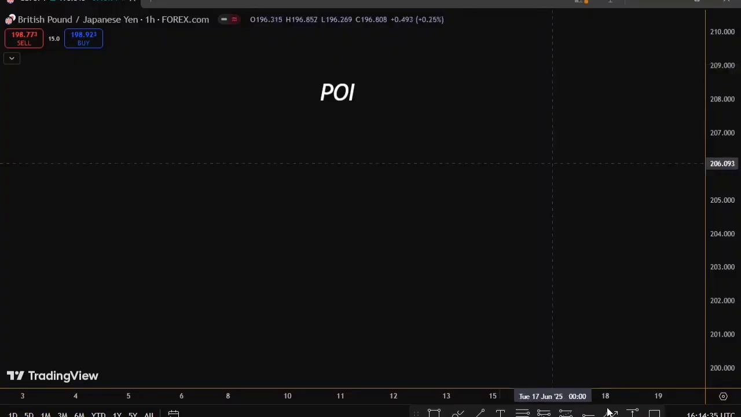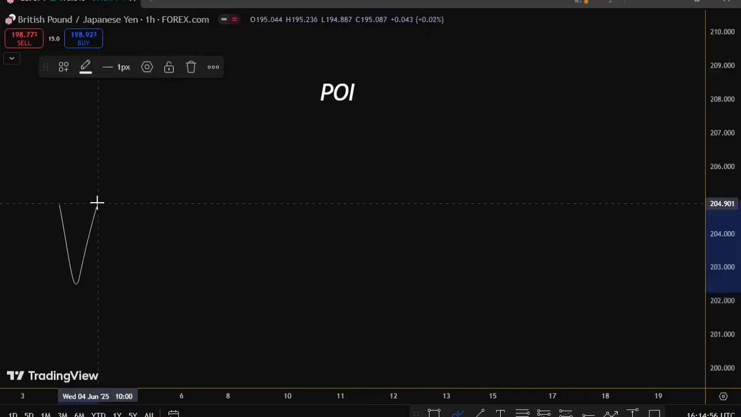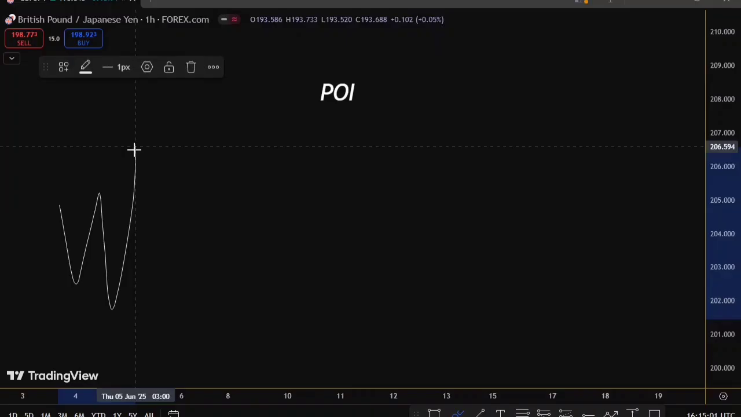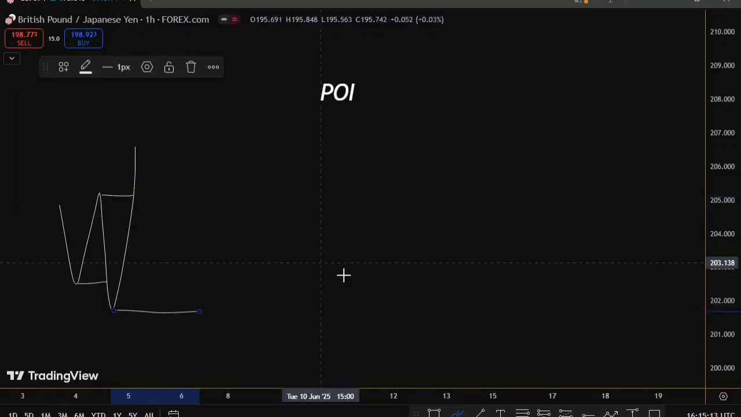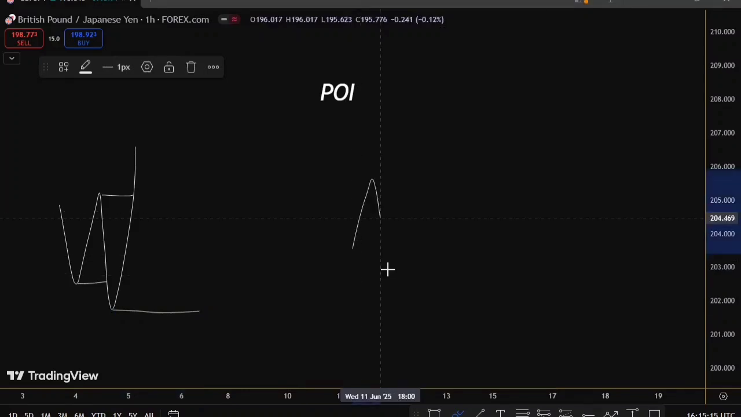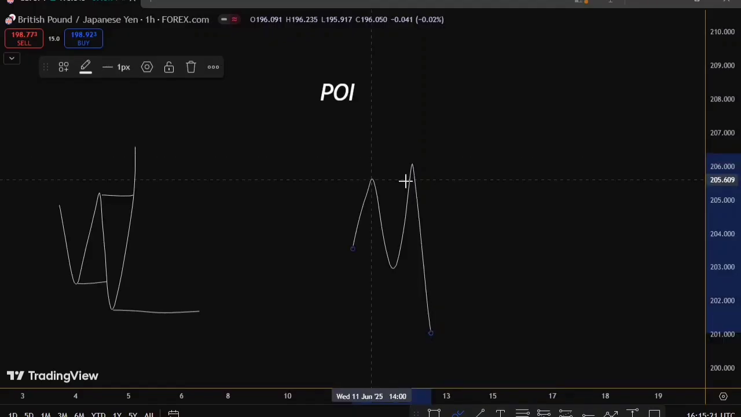What's up guys, in this video we'll be talking about POI. Now we've established from the previous video market structure, right? For a bullish scenario, we want to see market sweep previous low and break structure, and we expect this low to be protected. And for the bearish scenario, we want to see market sweep previous high and break structure, and we expect this high here to be protected.